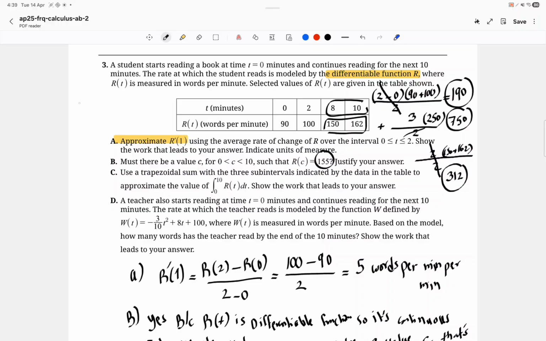You must now add them up. So 750, 312. So 2 with 15, 2 plus 10 is 12. So 1252 is going to be the answer.